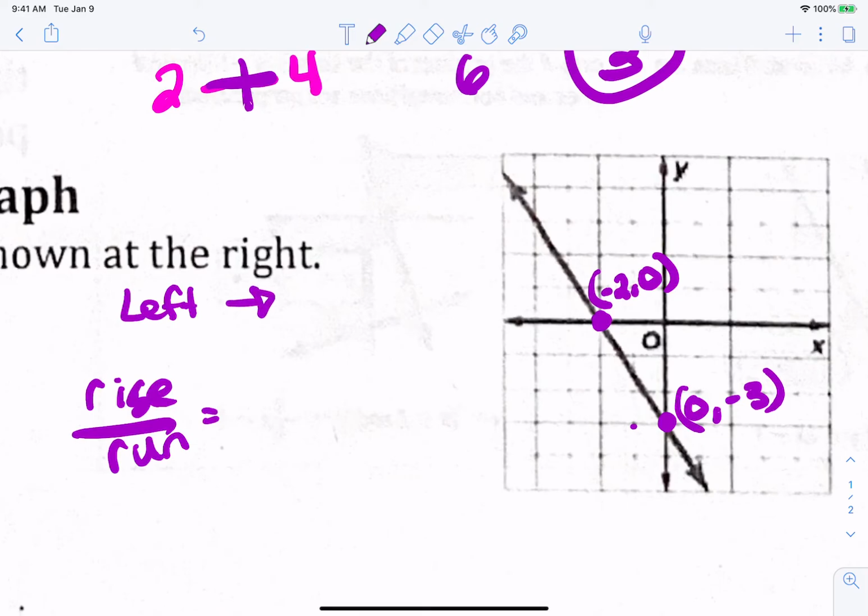Rise over run. So we start and we go left to right. Which one is the leftmost point? So we're starting with negative 2, 0. To get from negative 2, 0 to 0, negative 3, how much am I rising? This is kind of a weird question to ask. I'm technically rising a negative value. I'm rising a negative 3.